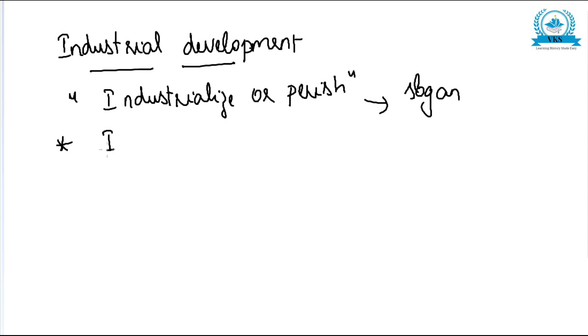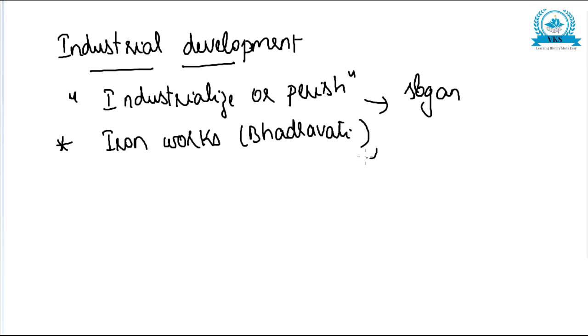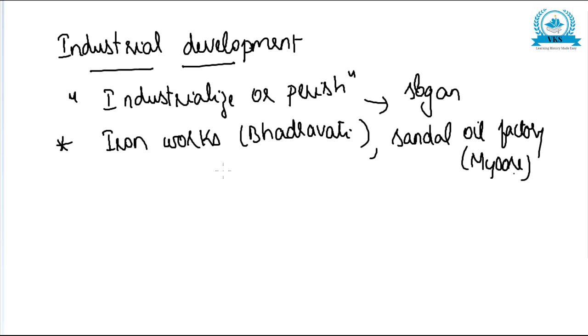During his time, a number of industries started. Some examples: iron works at Bhadravati, and a sandal oil factory was established at Mysore. Then a soap factory and a metal factory were established. So many industries developed during the time of Sir M. Visvesvaraya.